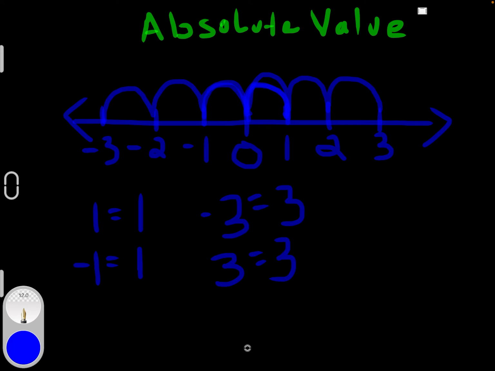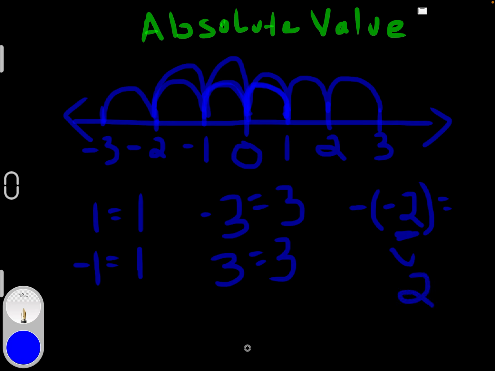There are some exceptions. You will see from time to time there'll be questions that are asking you what negative parentheses -2 is. So anytime you see that, we know that the absolute value of this -2, if we were to come over here and go 1, 2, that would equal 2.